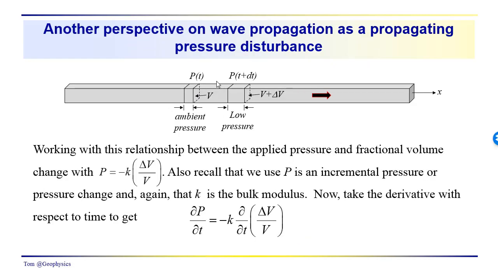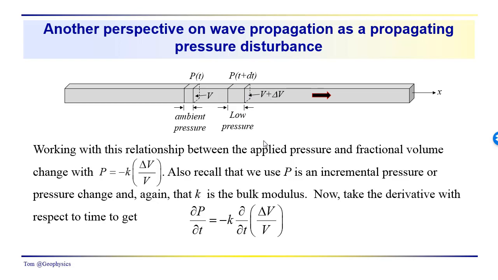Now we're coming back to this diagram and looking at it a little differently. We're going to be thinking of it in terms of the pressure, really the stress. We've got, let's say, an ambient pressure, or this could be a high pressure region, and as the wave propagates through this bar, we go from a high pressure or ambient pressure to high pressure to low pressure. But we're looking at it in two states of time here, P of t and P of t plus delta t. This is our original volume. This is the deformed volume, V plus delta V.